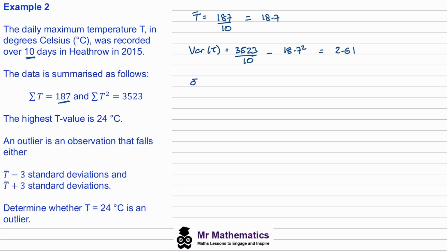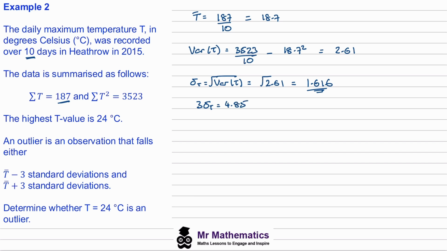And then we know the standard deviation is the square root of the variance. So the square root of 2.61 will give us 1.616. So this is our standard deviation. And to work out whether it's an outlier, we need to multiply this by 3. So 3 lots of our standard deviation will be 4.85.